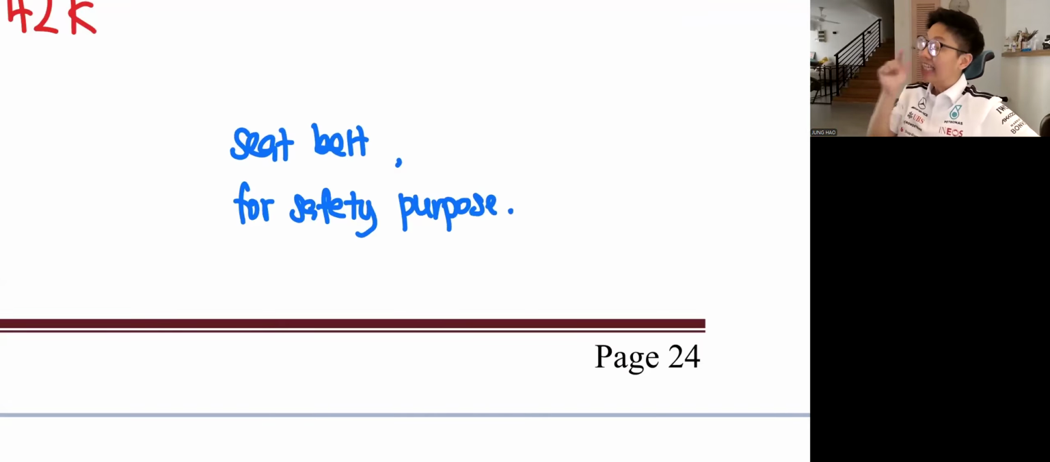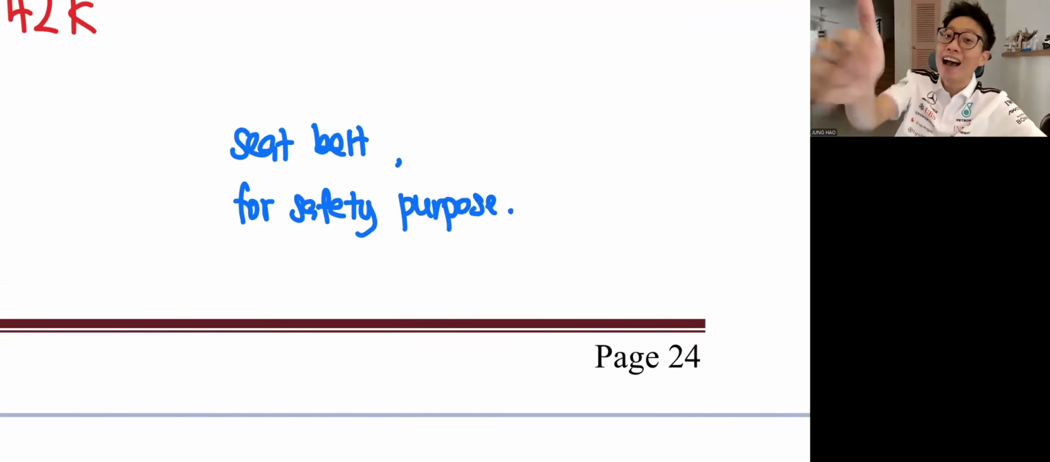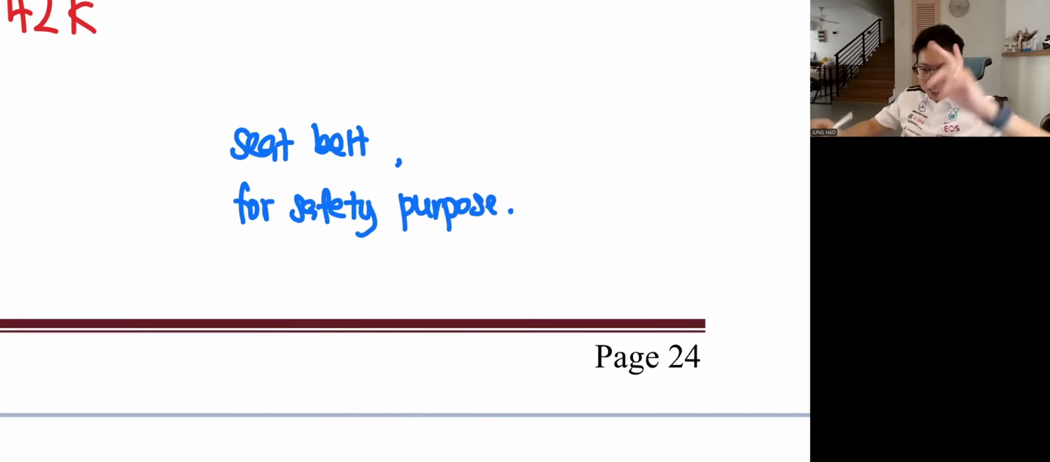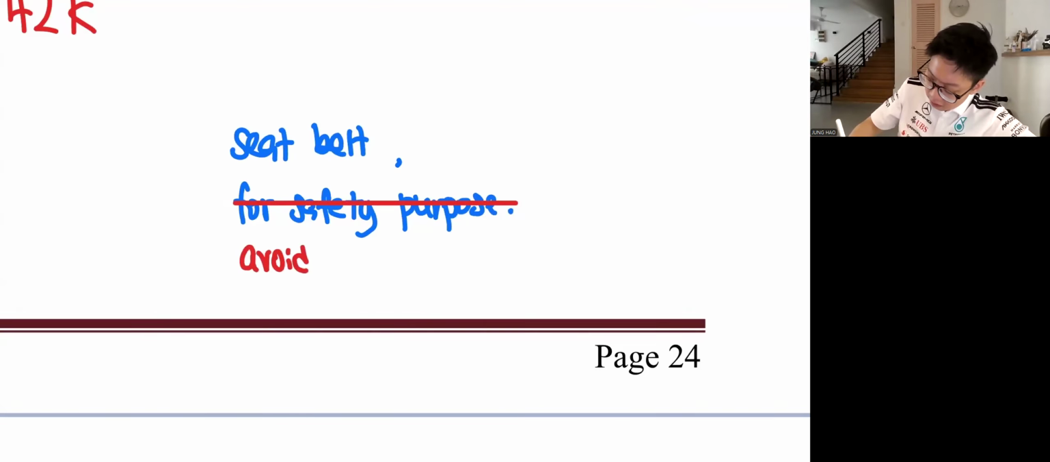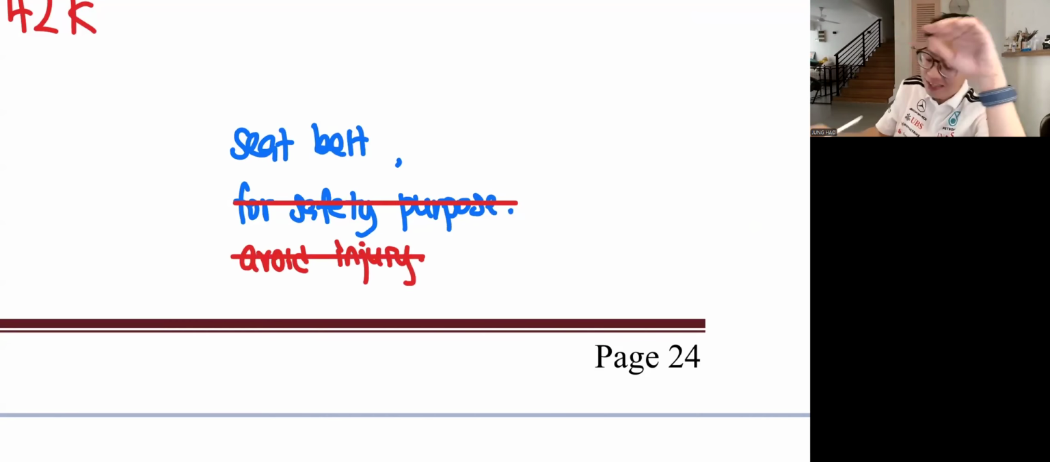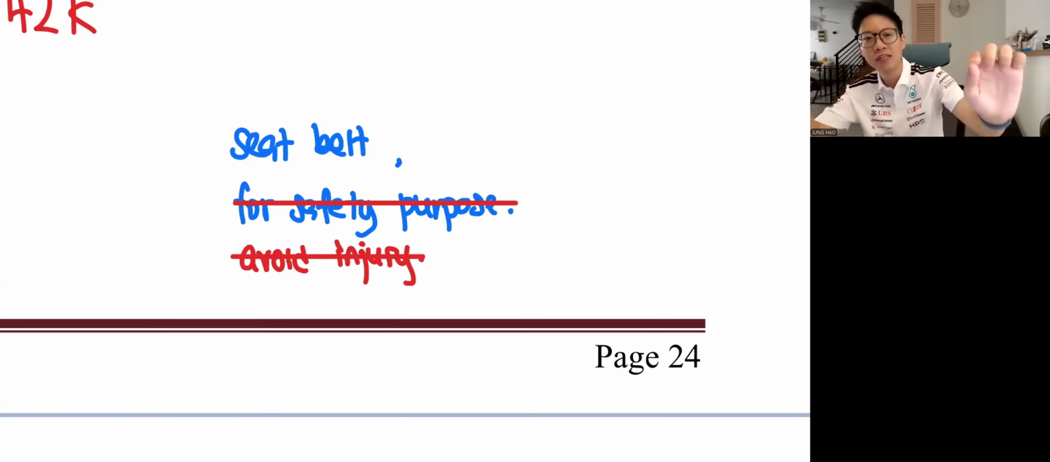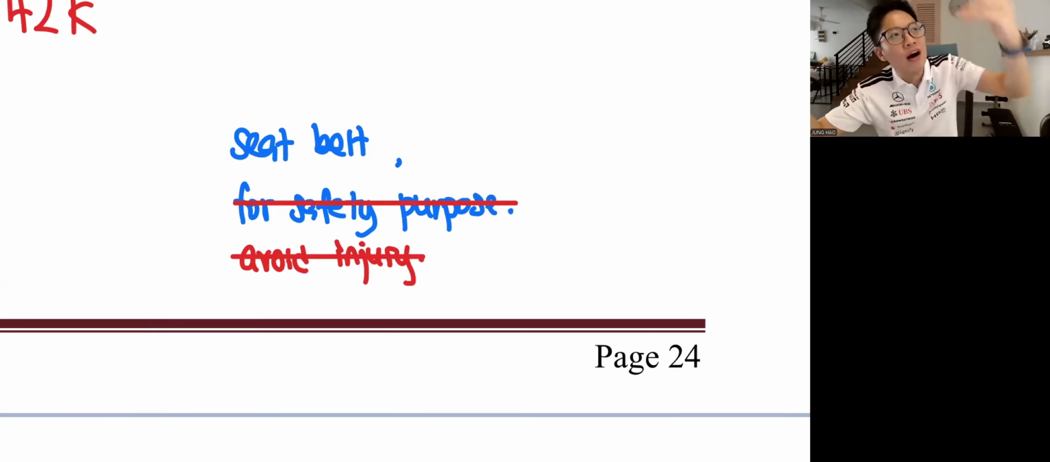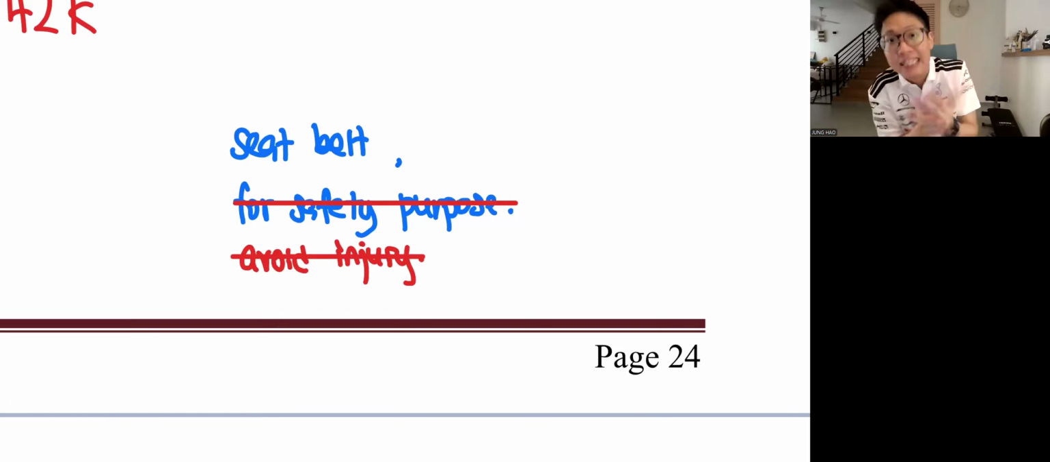Yeah, lor. Because technically, the problem is you never tell me how it becomes safer. Okay, then some people's style is they will write like this: to avoid injury. Can or not? Also cannot. Why? Because you never directly tell me the seat belt will affect what immediately.